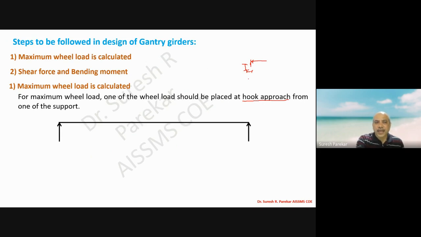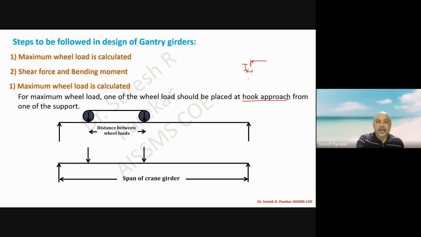From this, we are going to calculate the maximum wheel load. You can see the distance between the wheel loads, and then this will be the hook approach till which we can take these wheel loads. This is the most important condition from which we get the maximum wheel load. That may be on this side. If you take this hook approach on the right side, then we will get the maximum wheel load there.